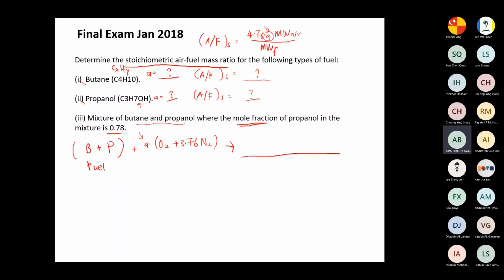Mole fraction of propanol is 0.78. So propanol is 0.78. Butane should be how many? Is it 0.22? Yes, 1 minus 0.78 balances to 0.22. So you should combine the mixture: 0.22 butane plus 0.78 propanol. So this one is your fuel.